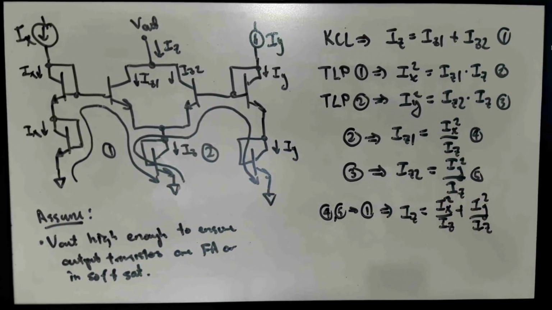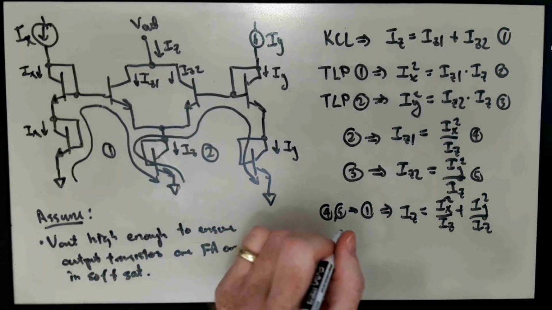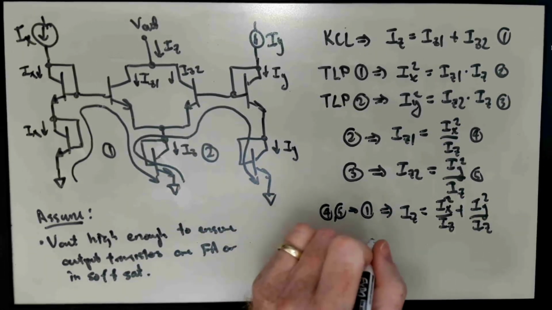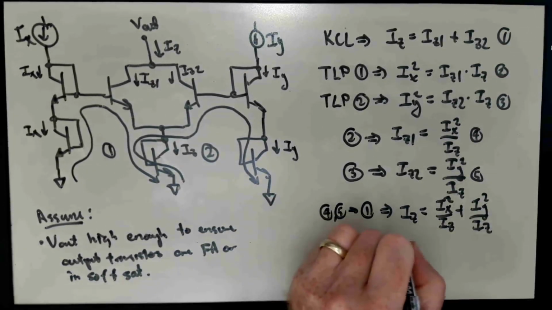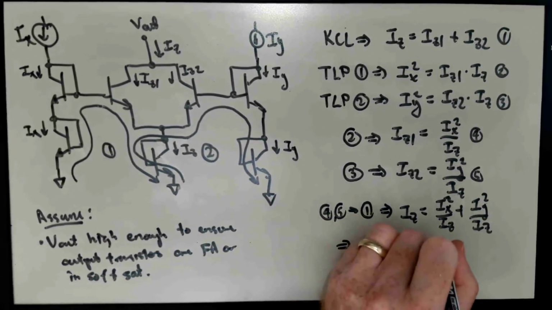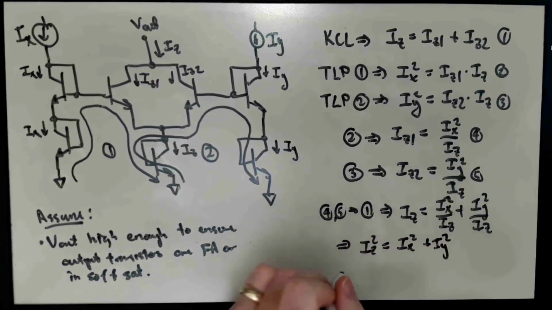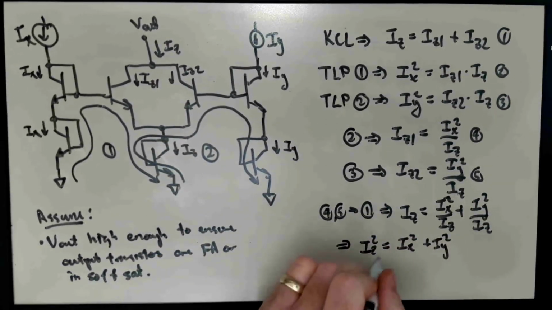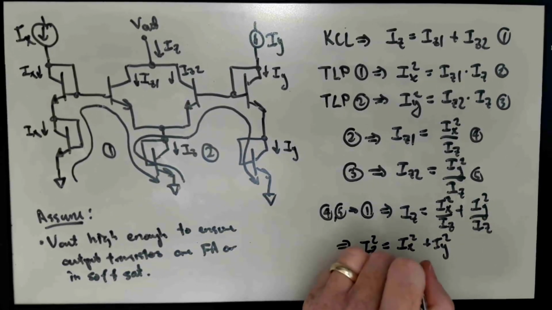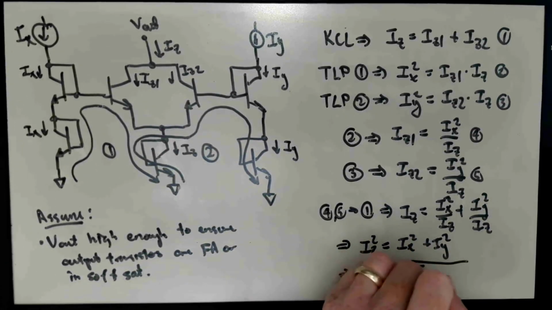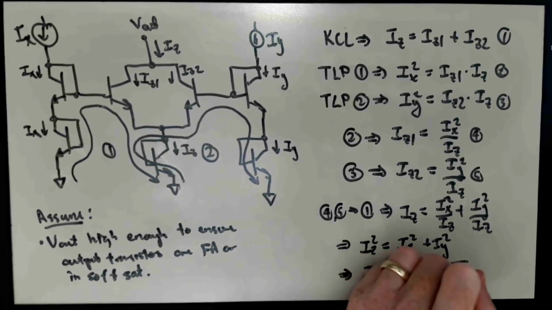Now, we need to solve this equation for IZ because that's what the circuit's output is. That's what the circuit does. And so we can multiply both sides of this equation by IZ, and we have IZ squared is equal to IX squared plus IY squared. And we take the square root of both sides to solve for IZ, and we have IZ is the square root of IX squared plus IY squared.